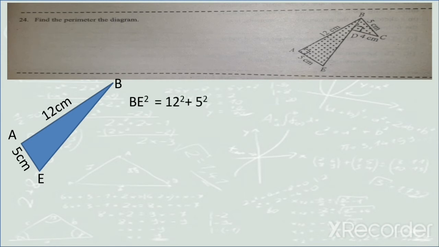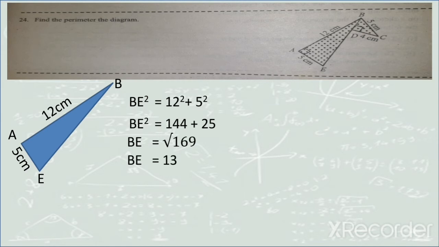BE squared equals 12 squared plus 5 squared. Then BE squared equals 144 plus 25. Then to get the length of BE, we have to find the square root of 169, that is 13.